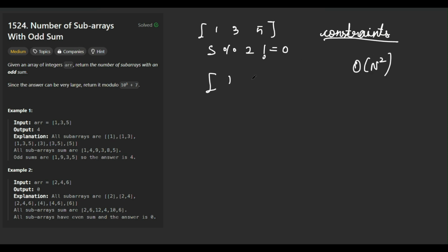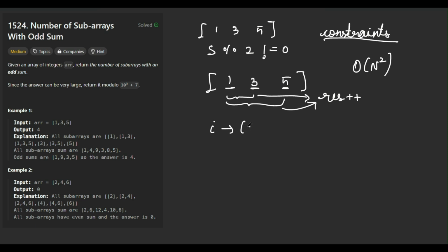Let's take the same array. In this O of n square algorithm, we will be considering each and every index as its own starting point of the subarray, and we will be gradually incrementing the window size one by one. Finally, we will be updating the result by checking the parity of each and every window sum, right? So basically, i will start from 0 and go till n, and j will also start from i and go till n.